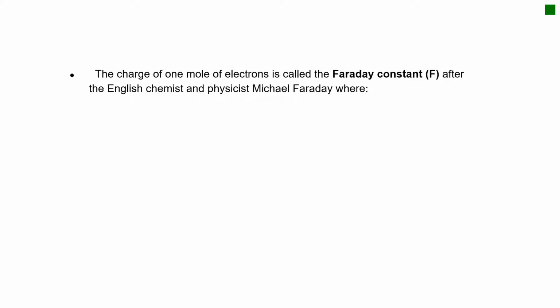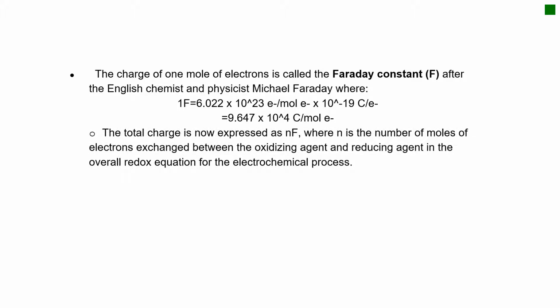The charge of 1 mole of electrons is called the Faraday constant, or F, and it is named after the English chemist and physicist Michael Faraday, where 1 F equals Avogadro's number times the electron charge, 1.602 times 10 to the negative 19th power, which will equal 9.647 times 10 to the 4th coulombs per mole. So the total charge can now be expressed as nF, where n is the number of moles of electrons exchanged between the oxidizing agent and the reducing agent in the overall redox equation for the electrochemical process.